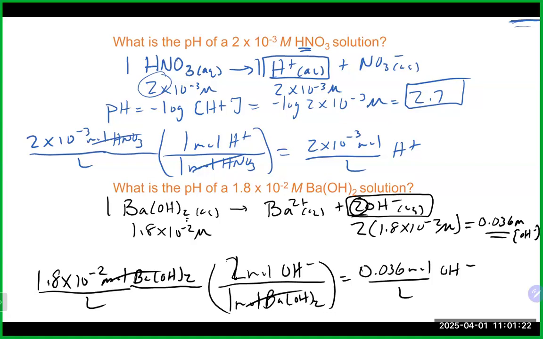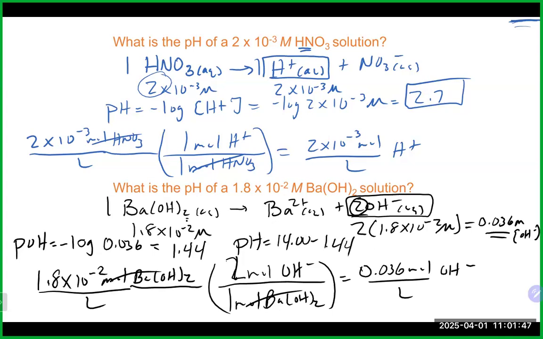That's going to give us our hydroxide, which means our pOH, not our pH, is going to be minus the log of 0.036. That is going to get us here a pOH of 1.44. The pH then will be 14 minus that 1.44. And that's going to give us a basic pH, which we would hope would be here for our base, of 12.56 in this case. Any questions on either of those there?